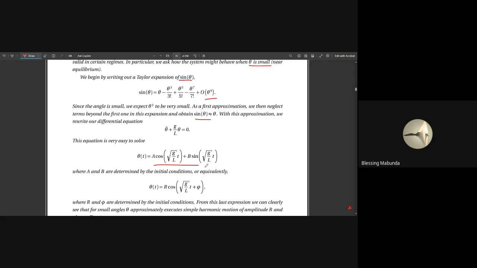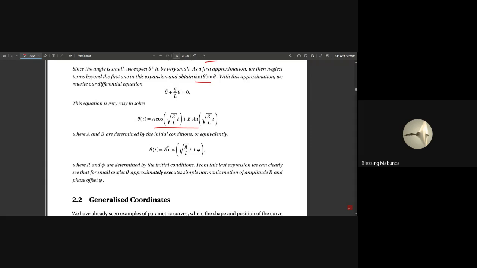Equivalently, theta as a function of time is equal to R cosine of the square root of g over L times t plus phi, where R and phi are determined by the given initial conditions once again. From this last expression, you can clearly see that for small angles, a simple harmonic motion of amplitude R and phase offset phi is executed.